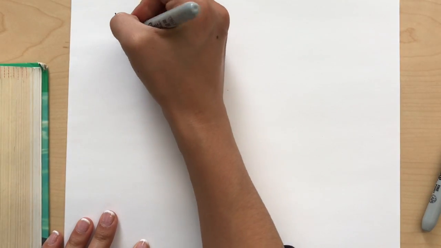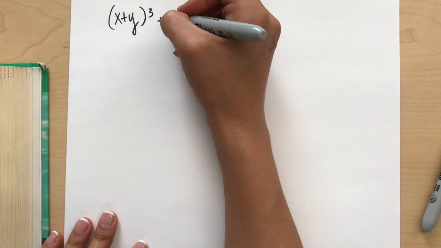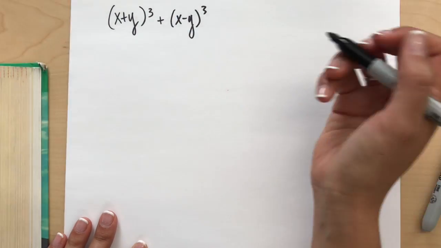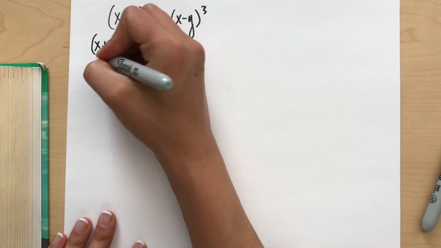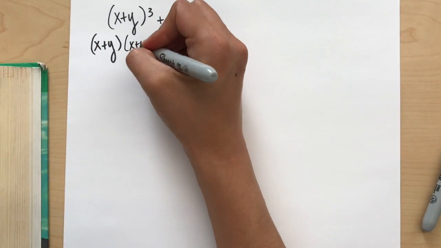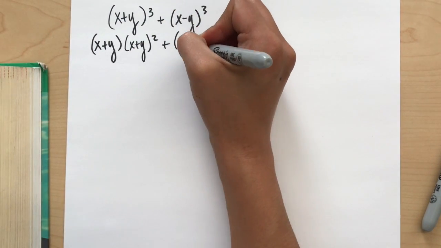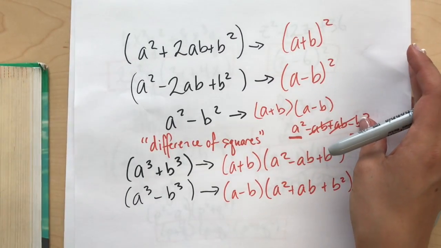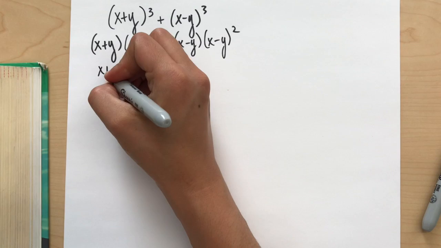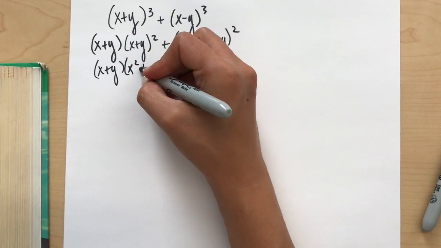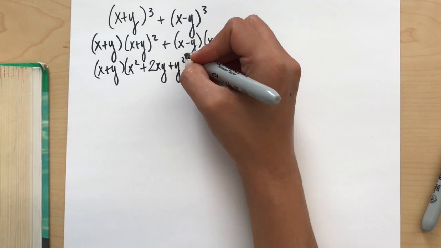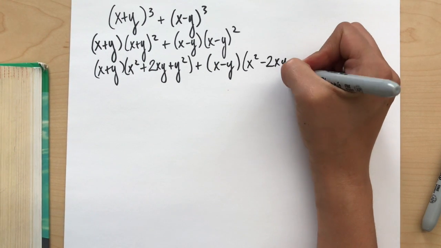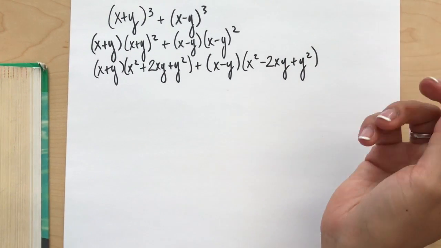All right, another example here, (x plus y) cubed plus (x minus y) cubed. I have just realized that there is a very easy way to factor this, but I didn't do it that way, so I'm going to show you how I did it. So we have x plus y times (x plus y) squared, and then x minus y times (x minus y) squared. I'm going to expand (x plus y) squared first by using that formula to do it quickly, and I'm going to expand (x minus y) squared.